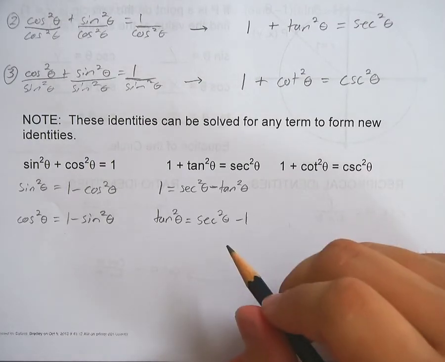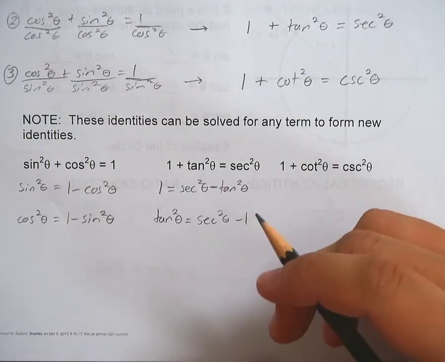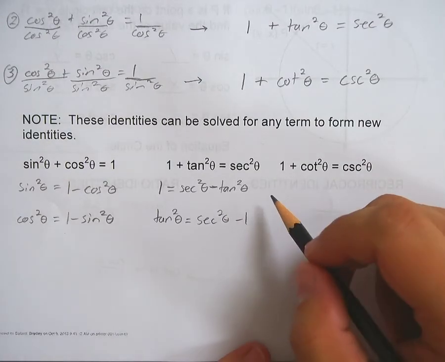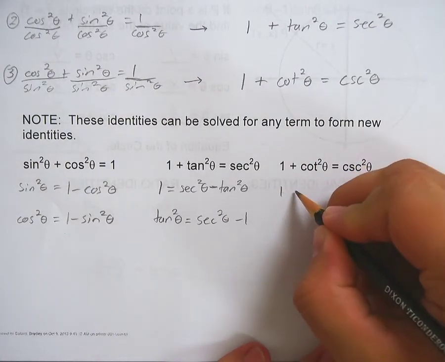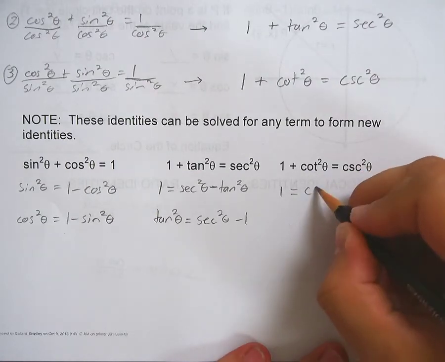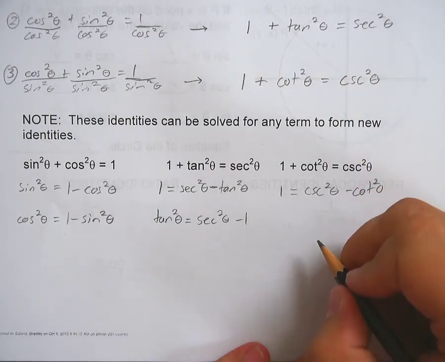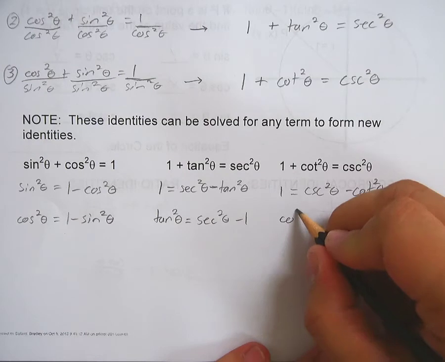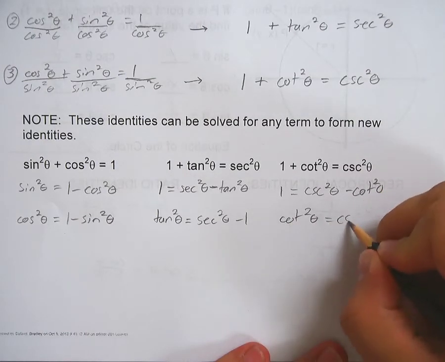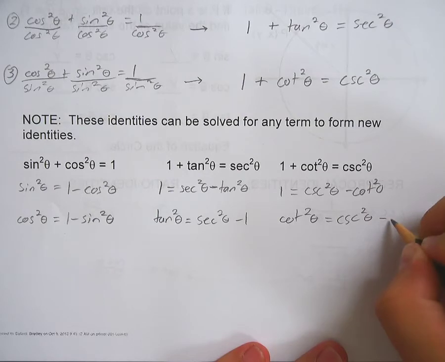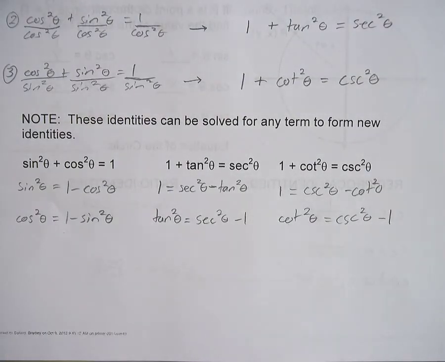So it all started with those basic identities and just plugging stuff in, right? And then you've got 1, say we move the cotangent over, it's cosecant squared theta minus cotangent squared theta. Say we move the 1 over, cotangent squared theta equals cosecant squared theta minus 1. The whole point of showing you this is that these equations can be changed and moved around and solved and reordered to give you pretty much any order that you want.